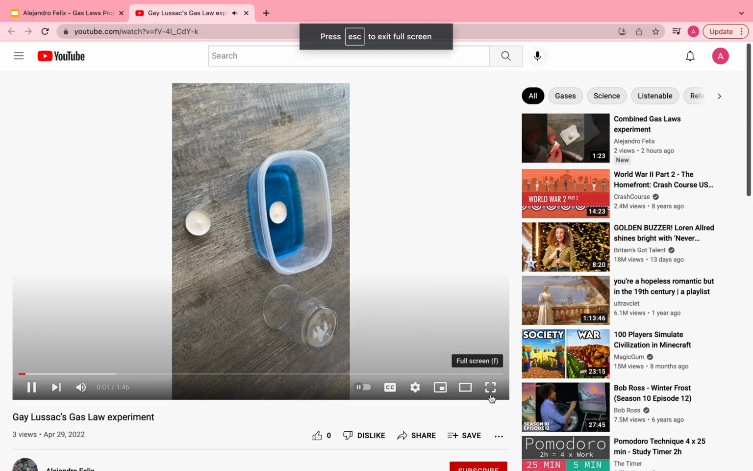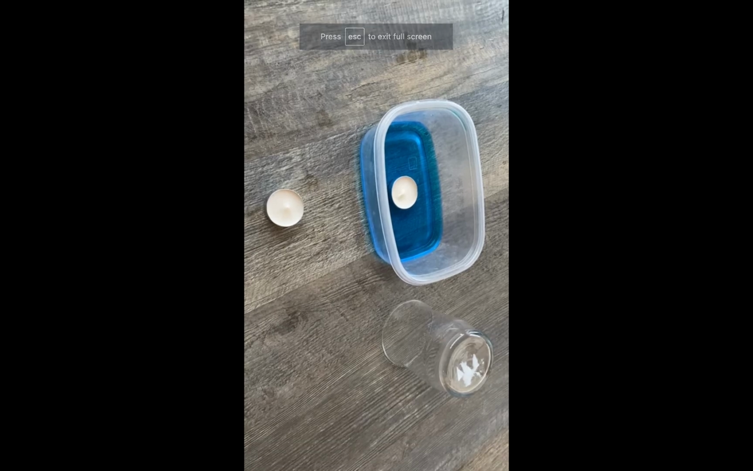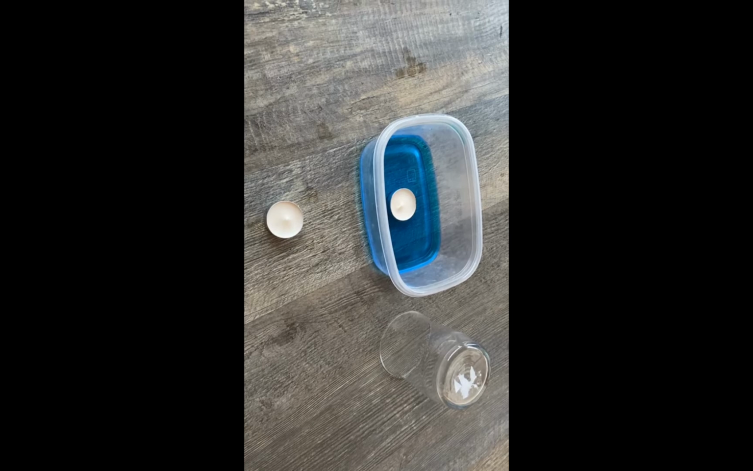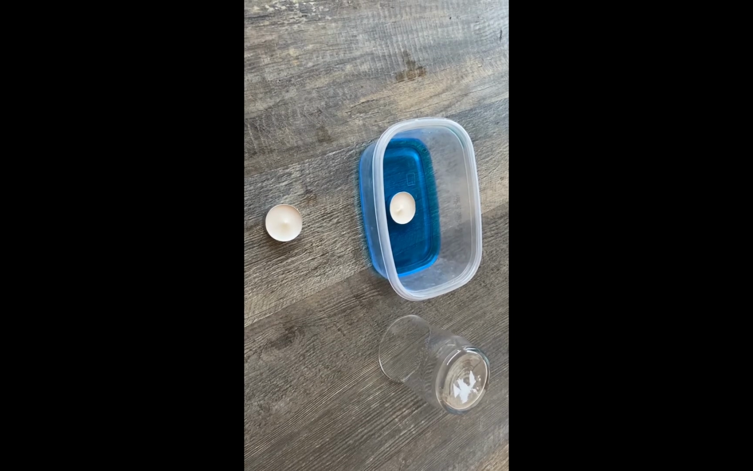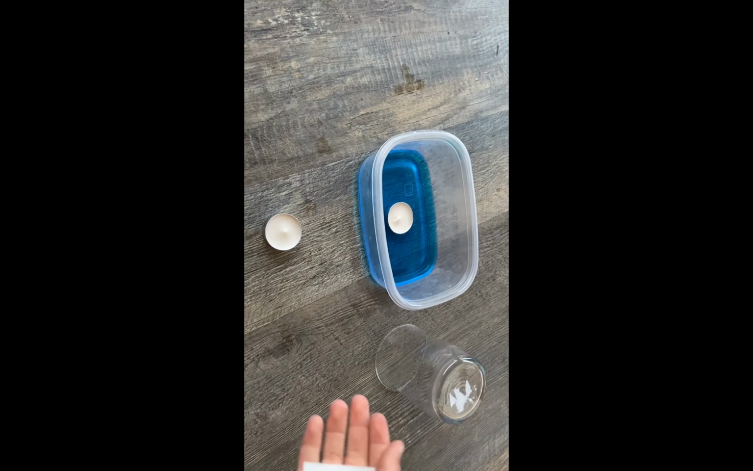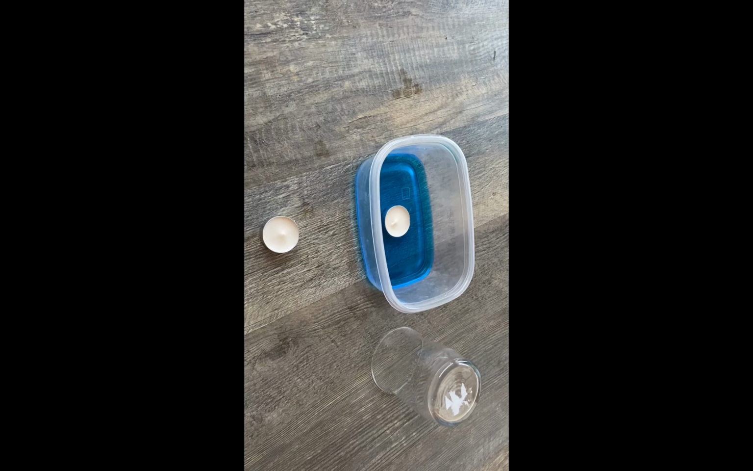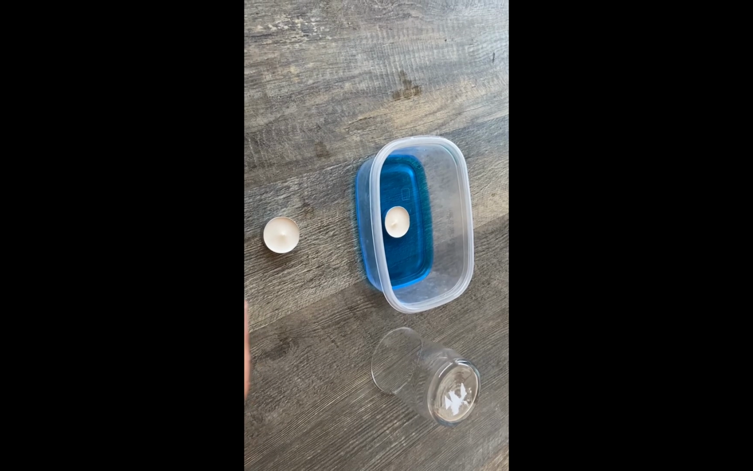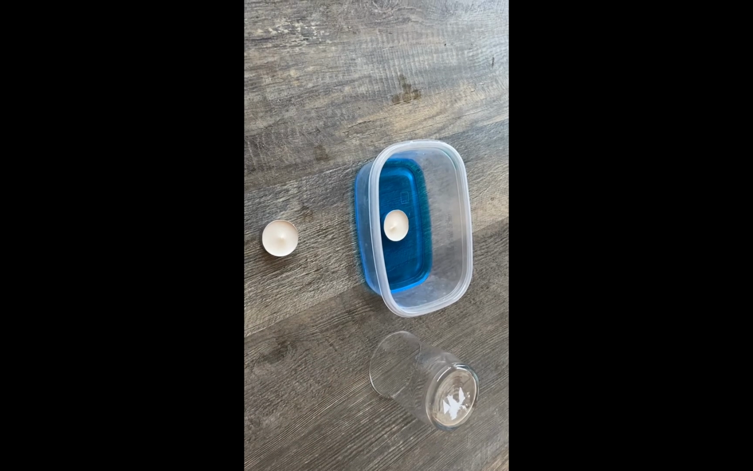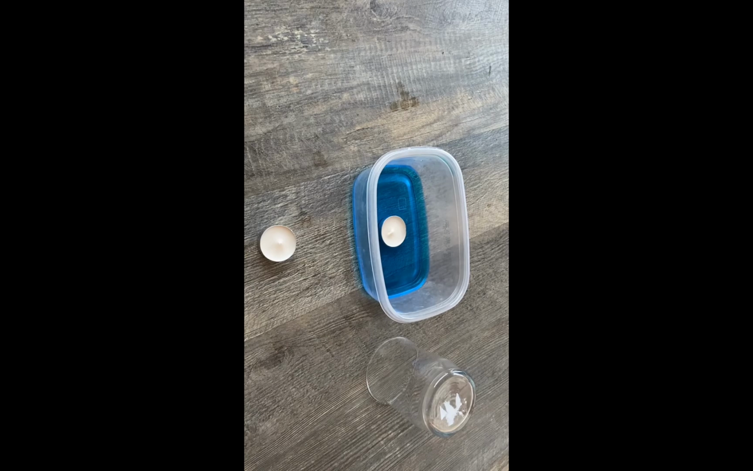So this experiment here will demonstrate Gay-Lussac's law, which states that the pressure of a given mass of gas varies directly with the absolute temperature of the gas. So it has to do with pressure and temperature. And so the pressure inside, we'll try to stabilize the pressure. And I'll be demonstrating this with candles, water, and a jar. And basically the jar will help to keep the pressure inside and equalize it.